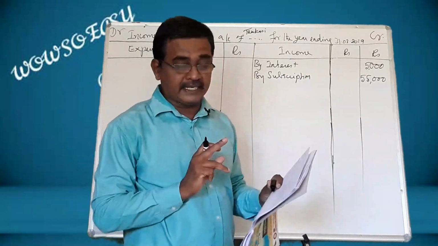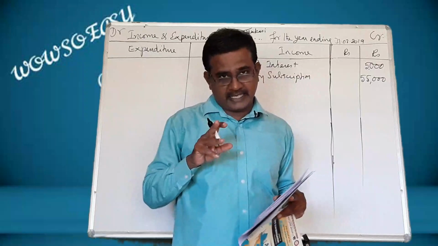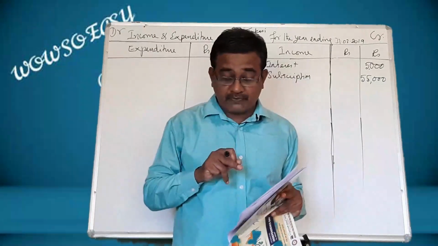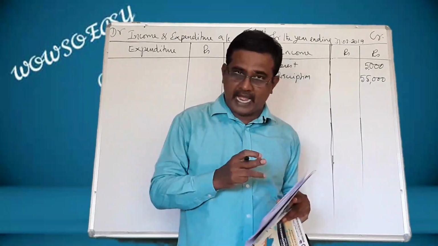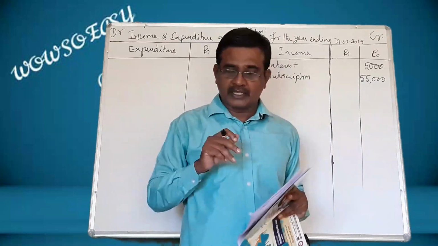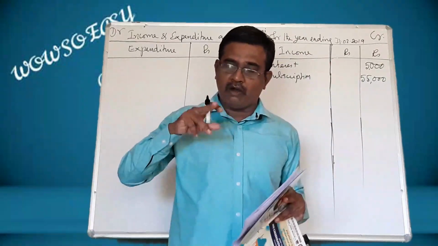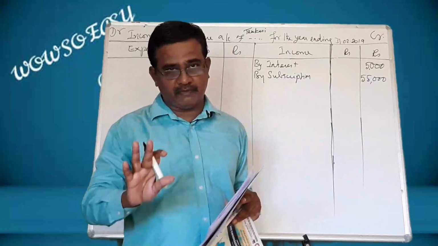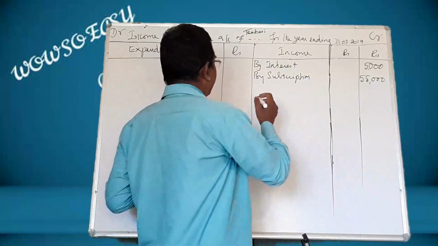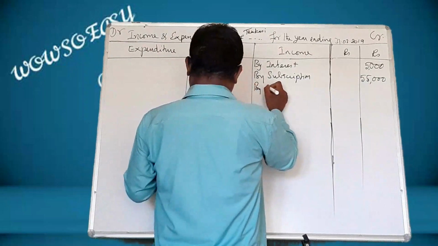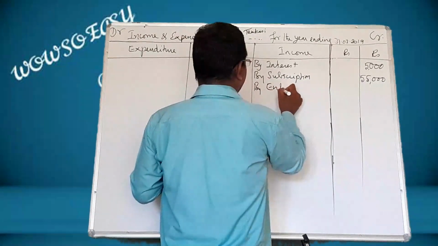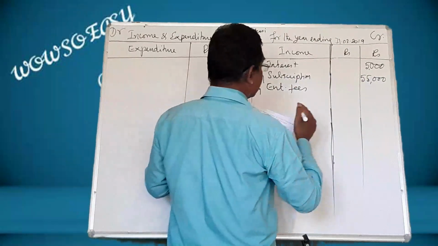And then entrance fees. In the book it is given that entrance fees can be treated as both capital and revenue item. In your book it is stated all entrance fees should be treated as revenue item. That is why we bring it here by entrance fees. Entrance fees, what is that amount given? 7,000.